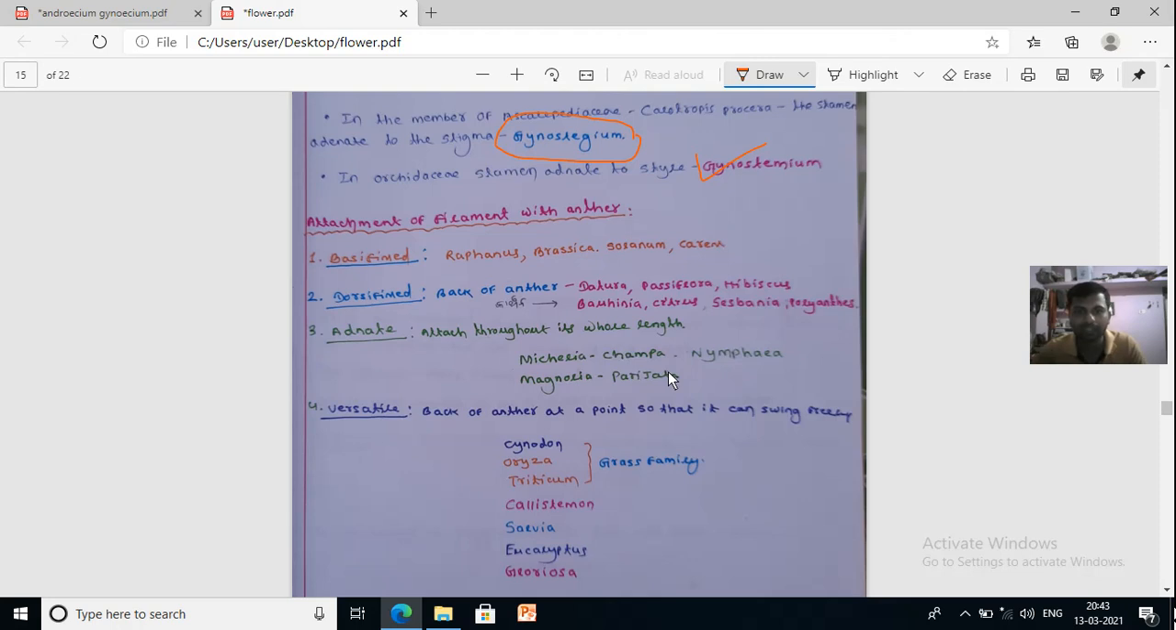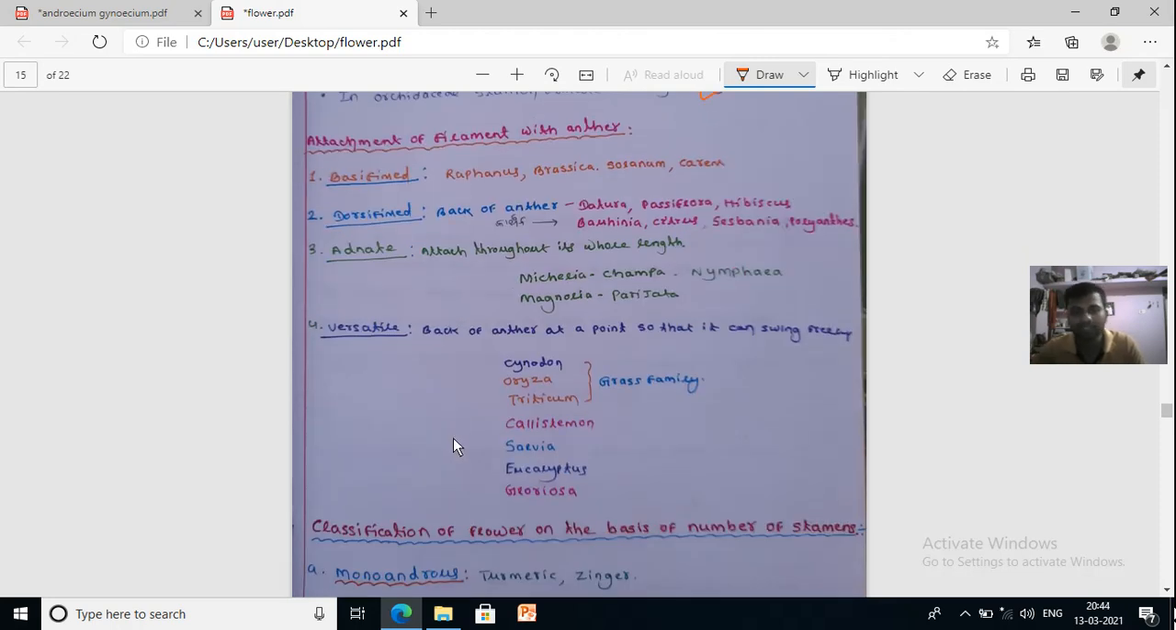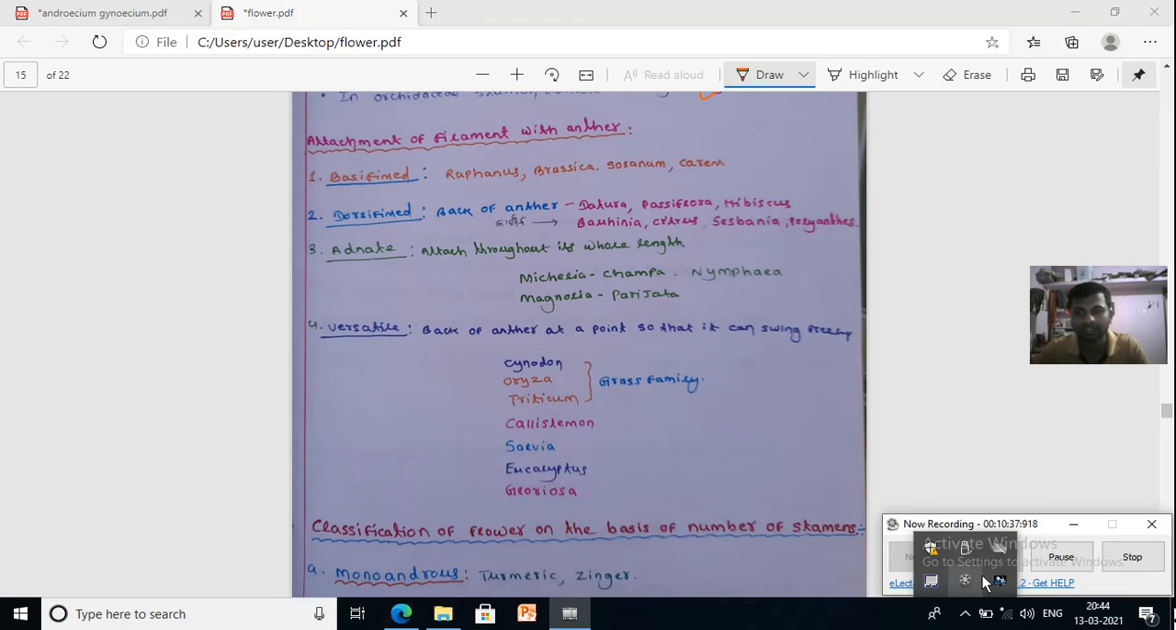That is in Michelia champaca, Magnolia. Then versatile. In the case of versatile, what happens? The anther is attached in such a way that it remains versatile, meaning it can move freely. Especially it is found in the grass family, that is Cynodon, Oryza, Triticum, and also Calistemon, Salvia, Eucalyptus, Gloriosa, etc.